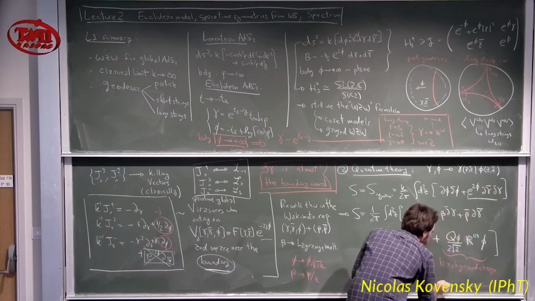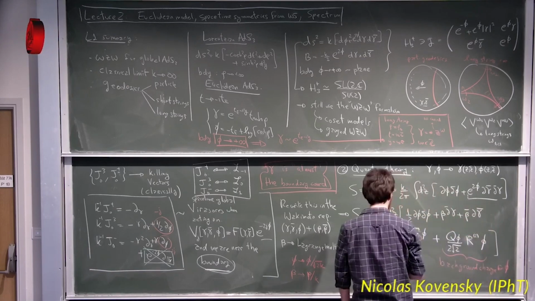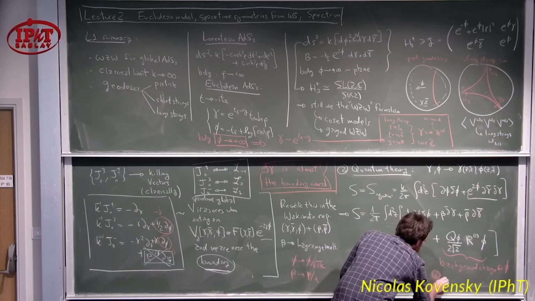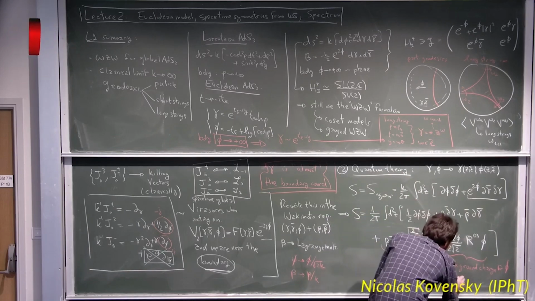For phi. And it takes the value Q phi equals minus 1 over square root of k minus 2.